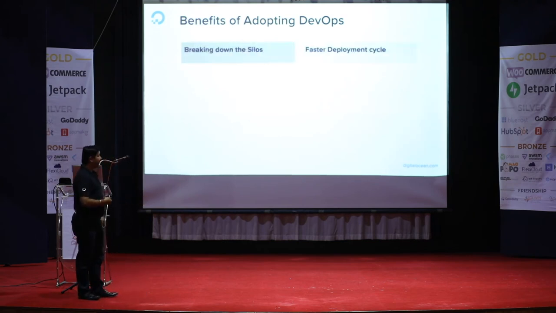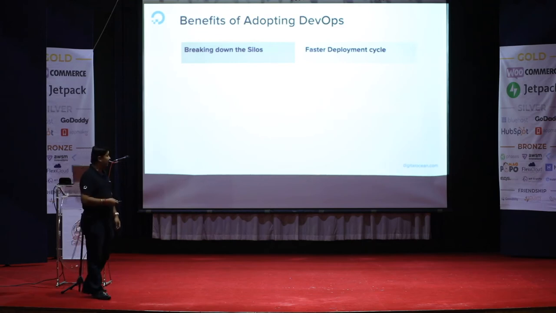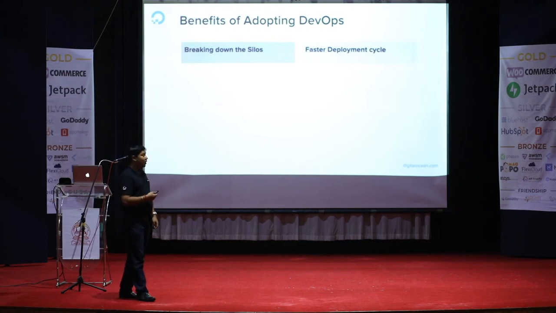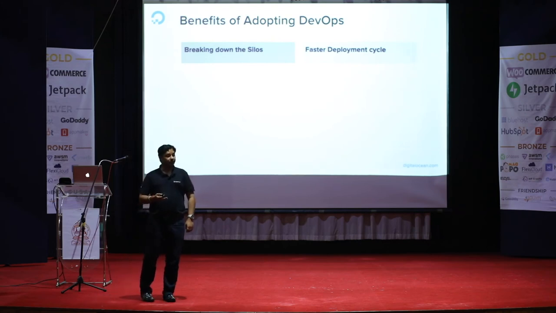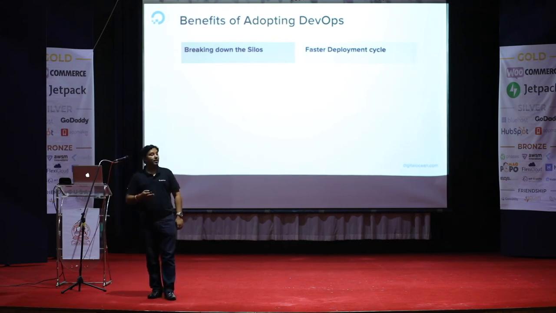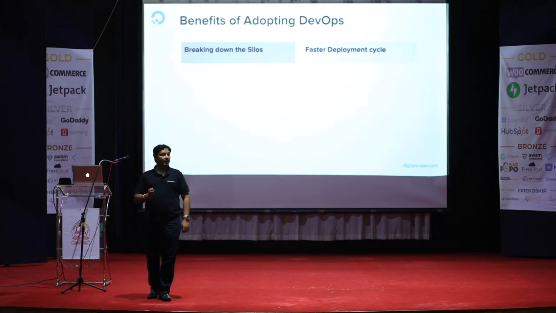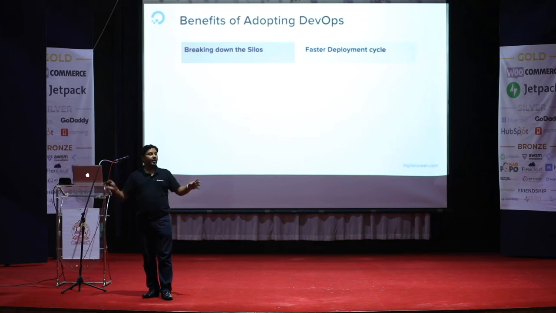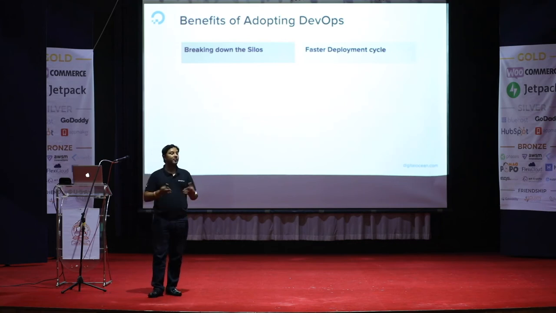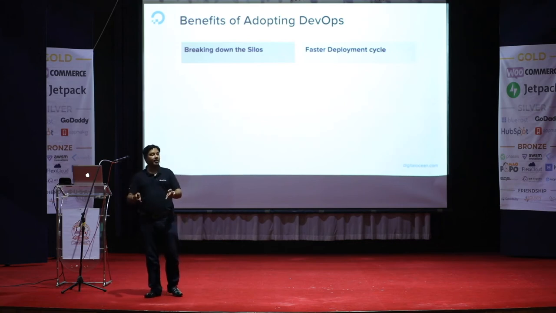Faster deployment cycle, obviously, with tools like CI/CD implementation, Jenkins, and those kinds of things. Earlier, if you go through the data, deployment used to happen once a month or twice a month. That was the kind of ratio that we had. And it was a big bang event. Entire teams used to prepare, it used to be a big festival.